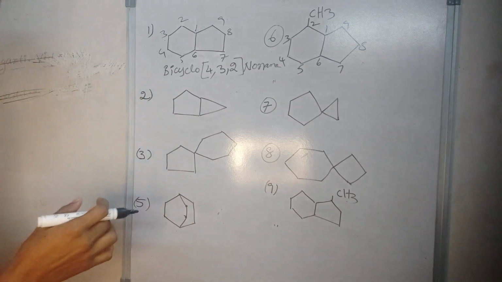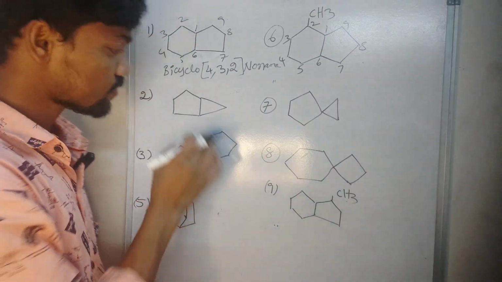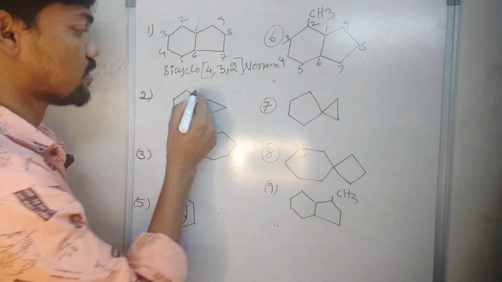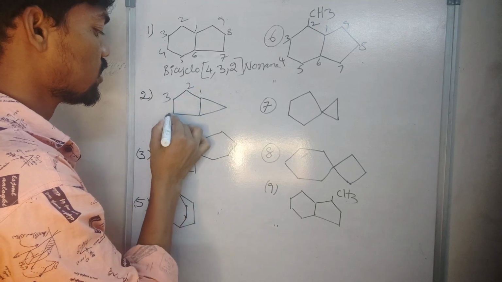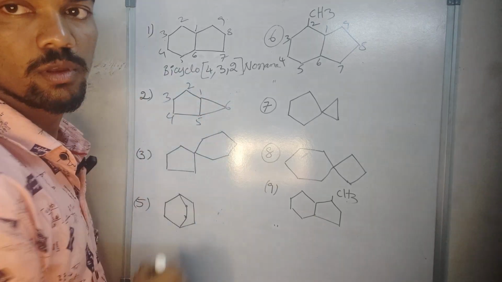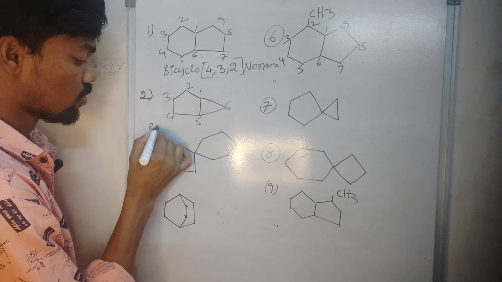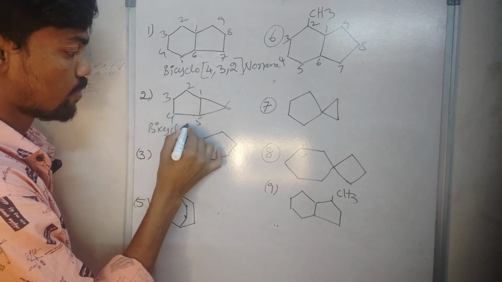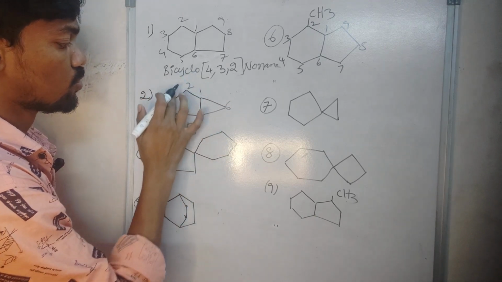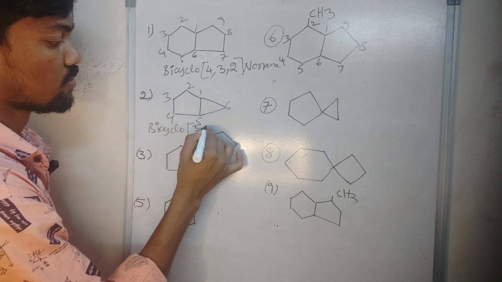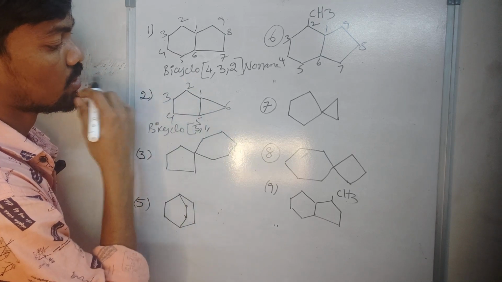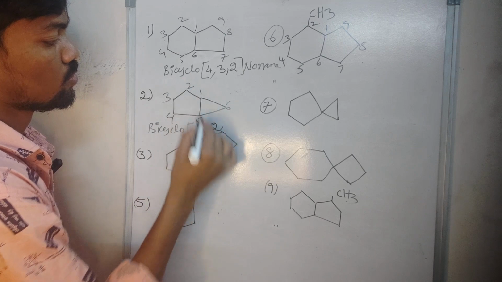Here, is this bicyclo or spiro? Bicyclo. 2 carbons are there. 1, 2, 3, 4, 5, 6. How can I write it? Bicyclo, 3 carbons here, 1 carbon. Okay, commonly 2 carbons are there.